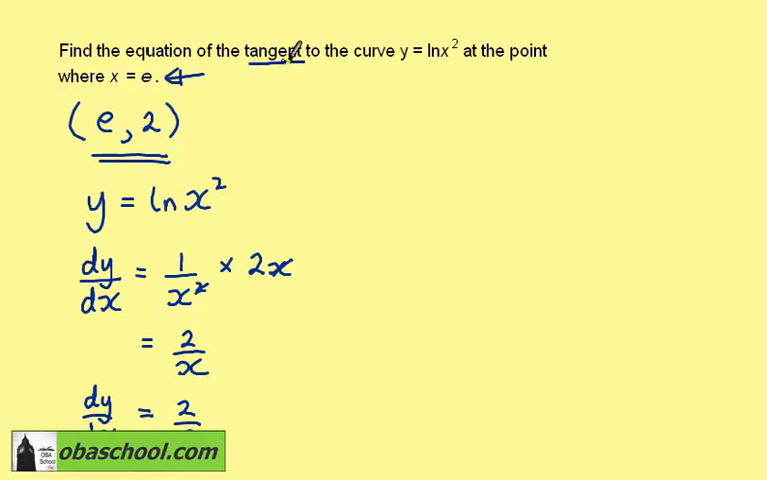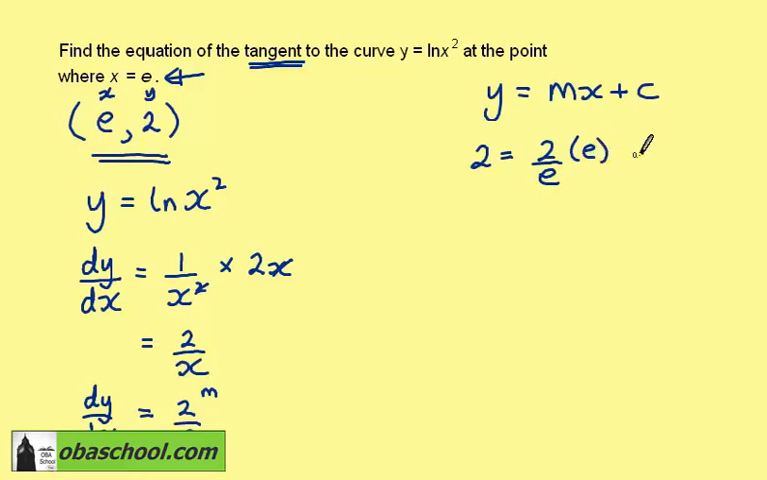We now want to find the tangent. A tangent is a straight line, so we can use y equals mx plus c. This point lies on the tangent, so the x and y values here must satisfy the equation of the line. We also know the gradient. Substituting in enables us to find the value of c. So we substitute the values we have into the equation.